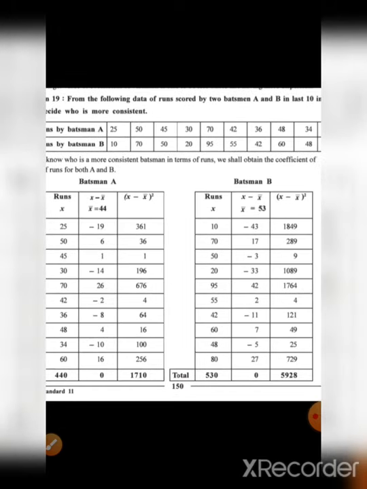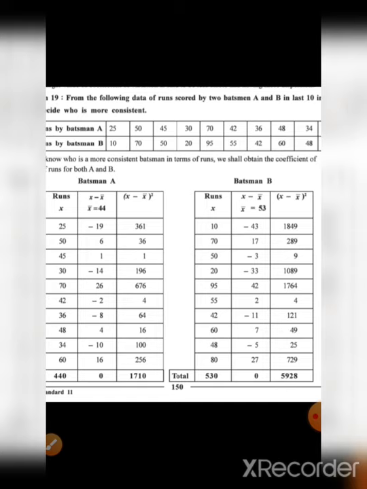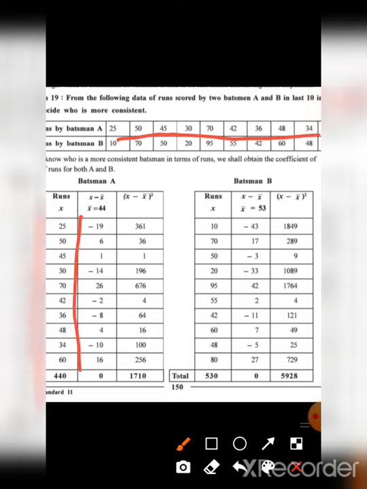And to find out the standard deviation and mean, all these columns are needed. All these things we have already discussed previously into the sums, right? So that is how they have given us. This is the whole xi of A: 25, 50, 45, 30, 70, 42, 36, 48, 34 and 60, and as you do the total of it, the total comes to 440. Similarly for batsman B also.